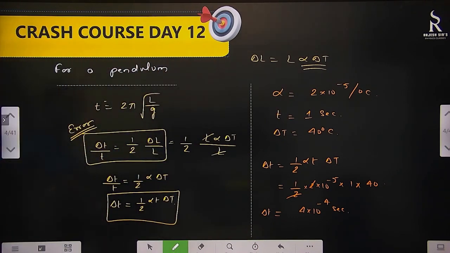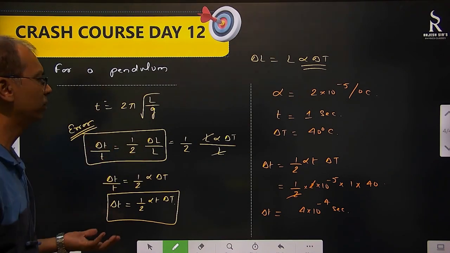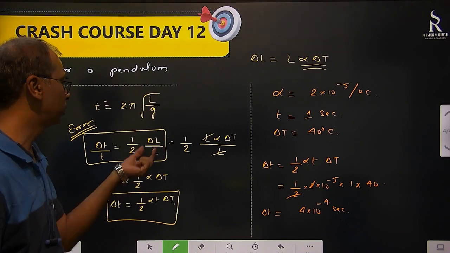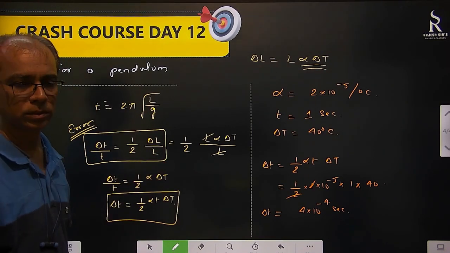This way we can find it very easily. This is for a pendulum, or for any other thing also. If you know the formula, directly use the error formula, get this kind of a relation and solve it.